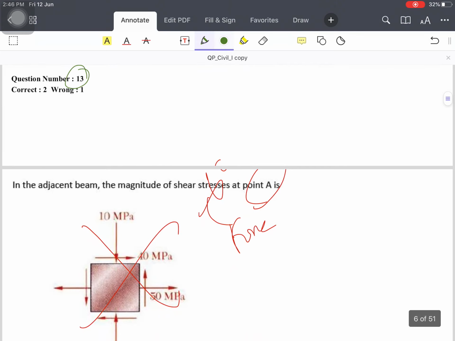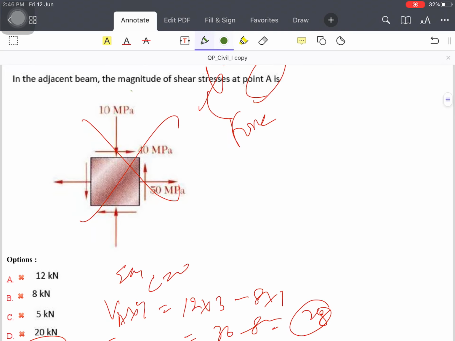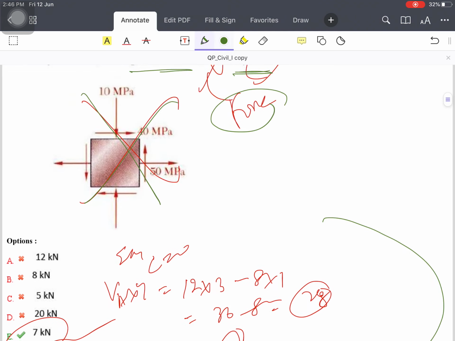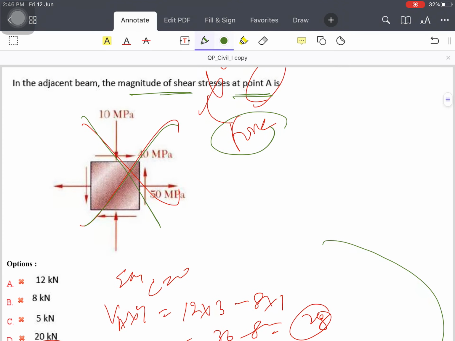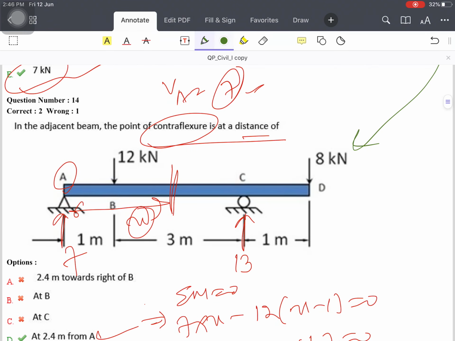Question number 13. In the adjacent beam, the magnitude of shear force at point A. So this is not the diagram for this question. This is the diagram for this question. The magnitude of shear force at point A. This is the diagram. We need to find shear force at point A.